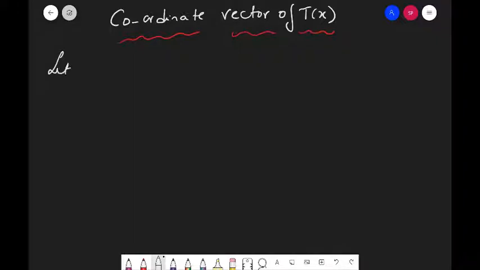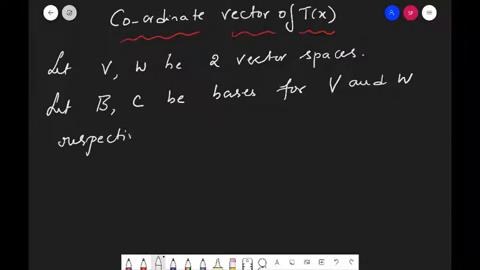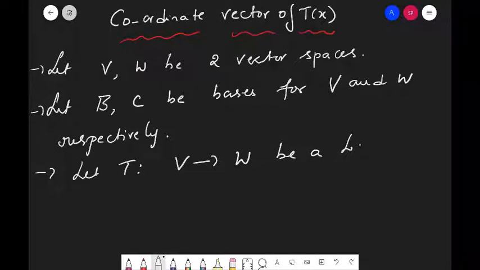So let V, W be two vector spaces, and let B, C be bases for V and W respectively, and then let T from V to W be a linear transformation.